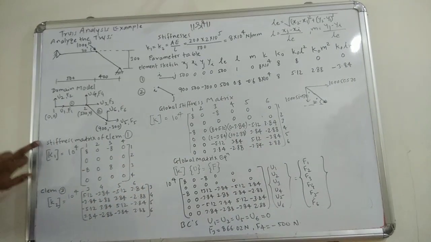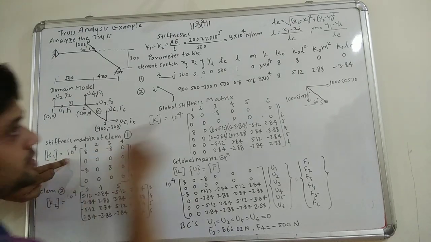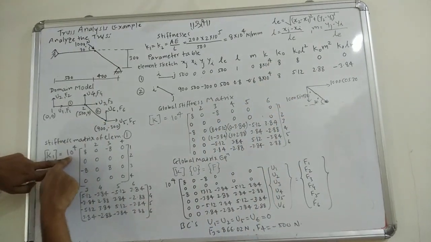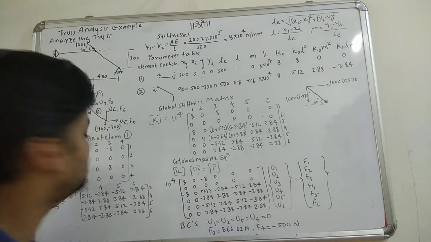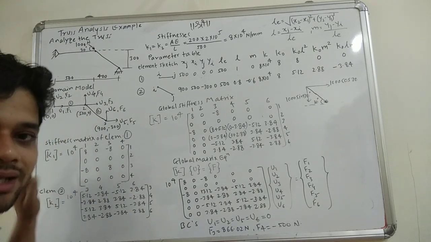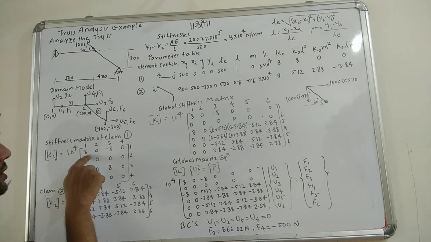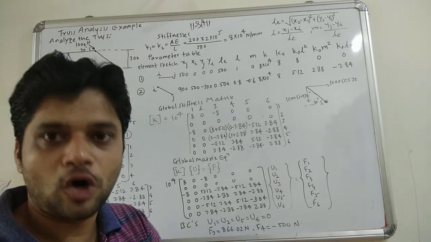So the stiffness matrix for element 1, that is K1. Now as we discussed, the common factor, which is 10 raised to 4, you have to write outside the matrix without fail. You can't forget this, otherwise the whole exercise will go wrong. So 10 raised to 4 outside. Now how am I going to identify the order of the matrix?